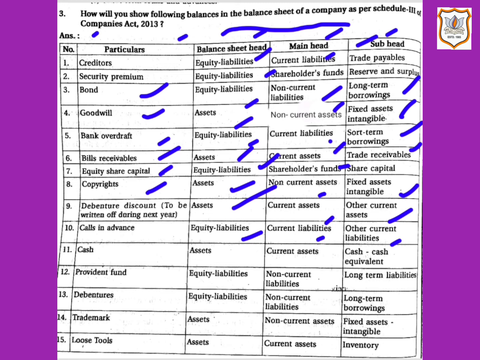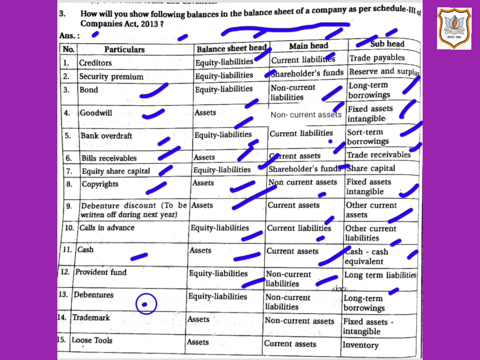Then next is cash. We know that it is current asset. So here in balance sheet we will show it on asset side under the main head current asset, and its subheading is cash and cash equivalent. Then we have provident fund. We will show it in balance sheet on equity liability side under the main heading non-current liabilities under the subheading long-term liabilities.